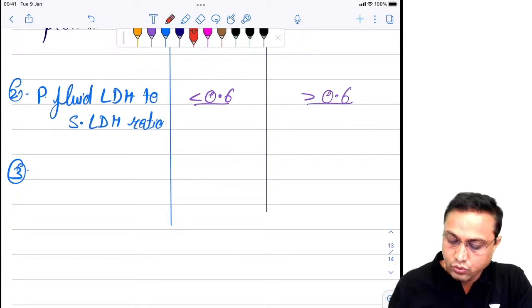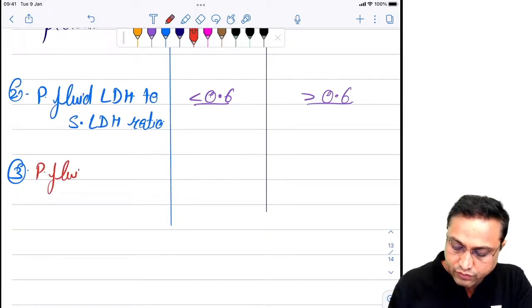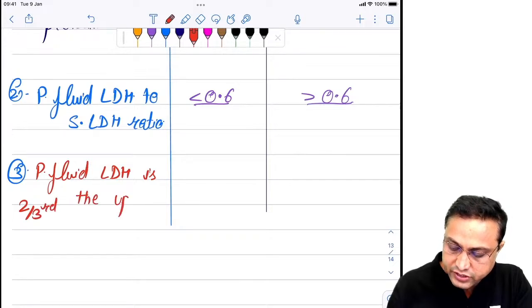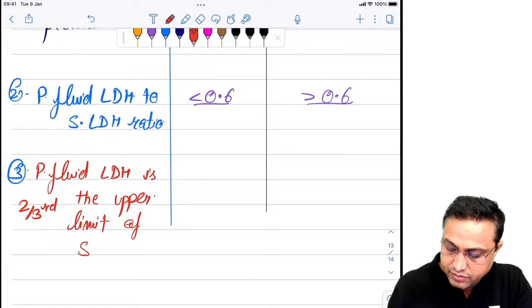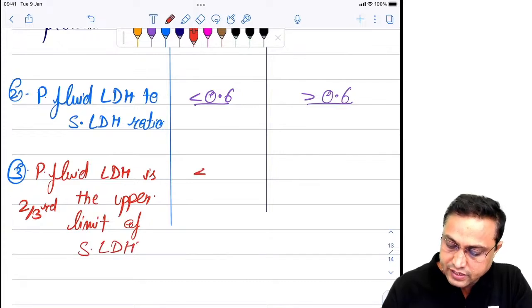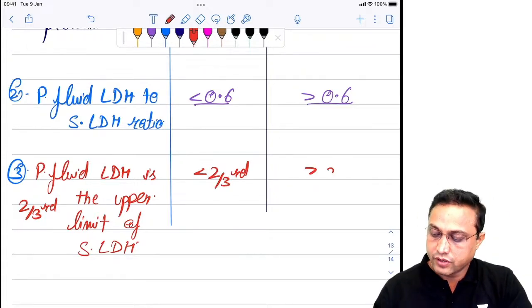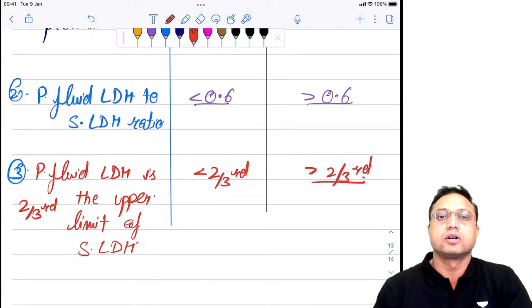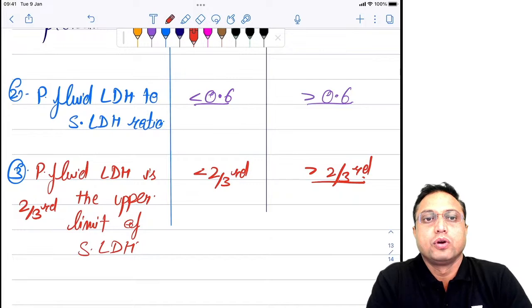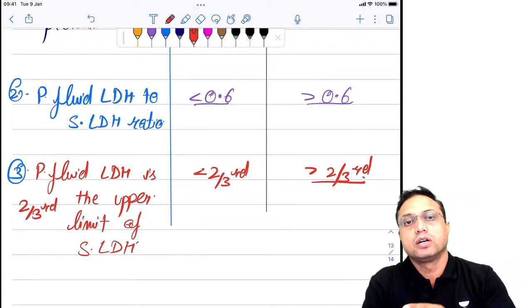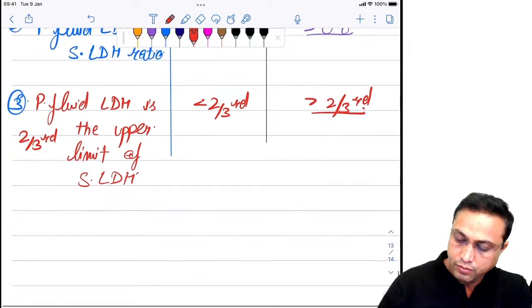The third one is if the pleural fluid LDH is 2/3 of the upper limit of serum LDH, very important. If it is less than 2/3 of the upper limit of serum LDH, it is going to be the transudative type of pleural effusion. If it is more than that, it is going to be the exudative type. So pleural fluid LDH at 2/3 of the upper limit: less than 2/3 is transudative, more than 2/3 is the exudative type of pleural effusion.